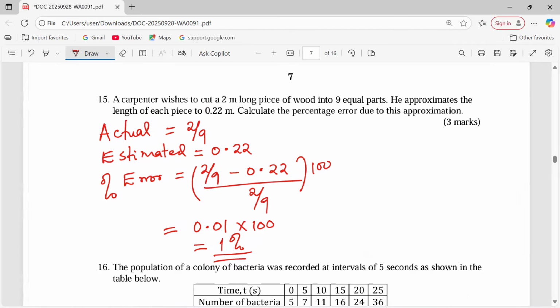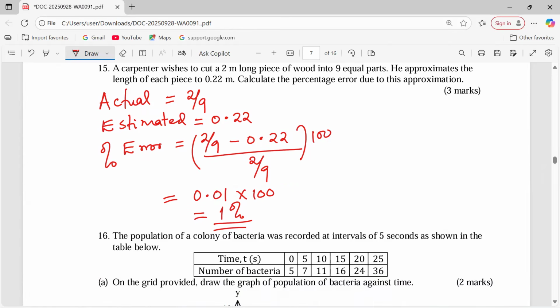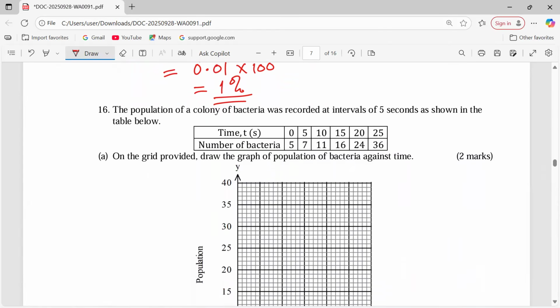You're supposed to use your calculator very accurately at that point. 2 over 9 minus 0.22. You put an answer. Then the answer divided by 2 over 9. Then now you multiply by 100. And you get a percentage error.